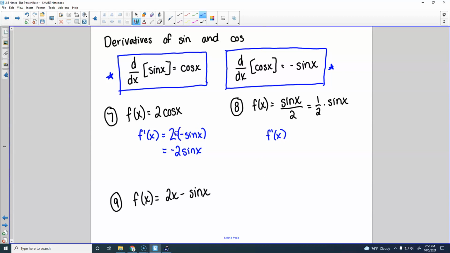Yeah, this is multiplied right here because these are multiplied. So it's 2 times negative sine, which just gives us negative 2 sine. All right, so number 8 here. We've got sine x over 2.